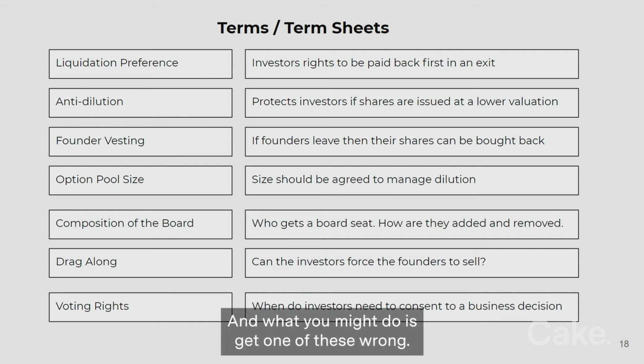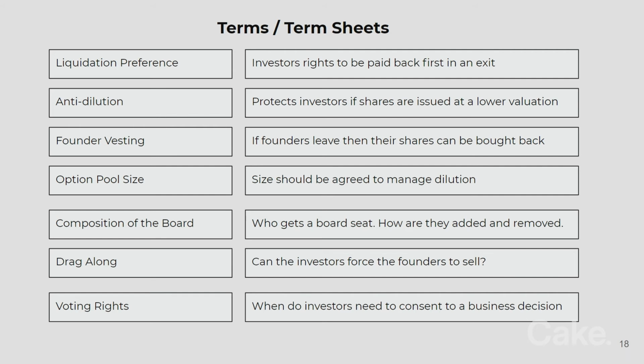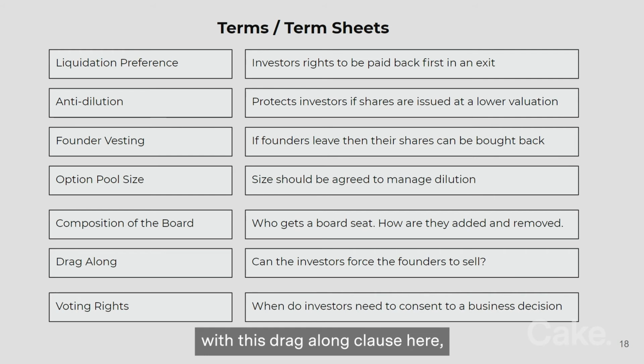And what you might do is get one of these wrong, and that can, as I said before, cost you millions in the long run from a dilution perspective. It could, for example, with this drag-along clause here, allow the investors to sell your company without your permission. So yeah, get around these.